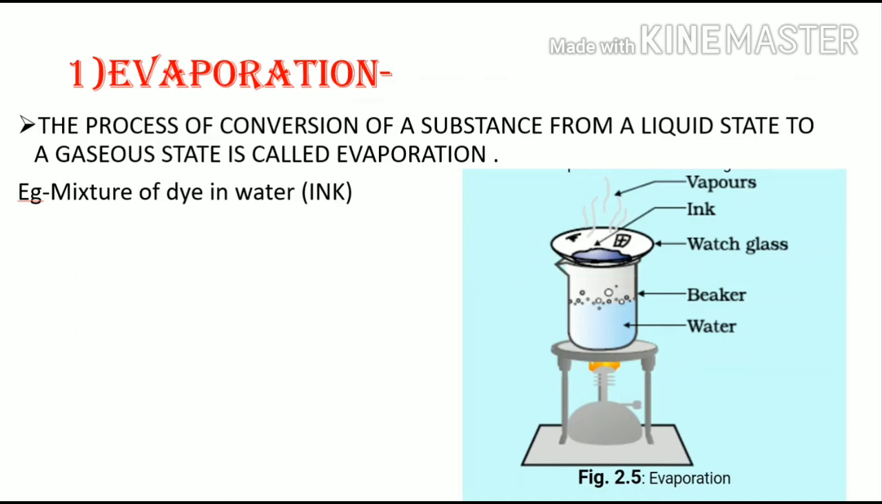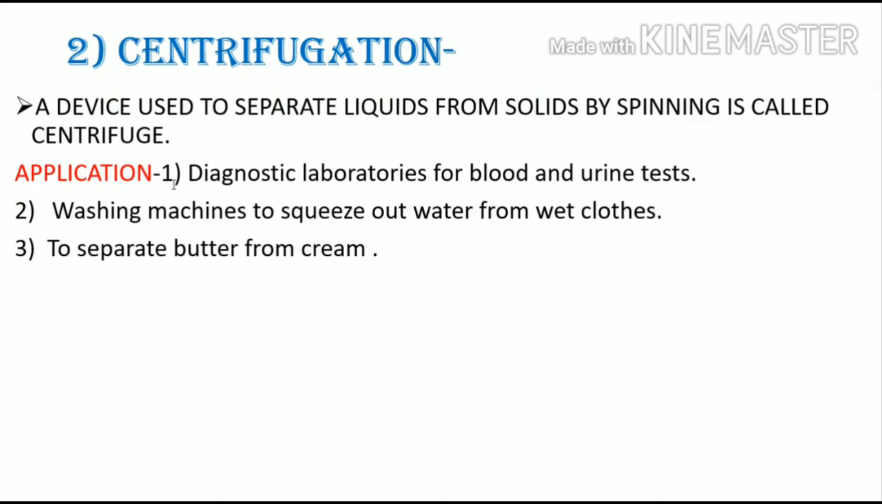The next technique, the second technique, is centrifugation. In the centrifugation process we separate liquid from solid by spinning, using a centrifuge. A centrifuge is a machine or device through which we separate the lighter particles from the heavier ones by spinning or rotating. Applications of this: it is used in diagnostic laboratories for blood and urine tests, and also in washing machines to squeeze out water from wet clothes.